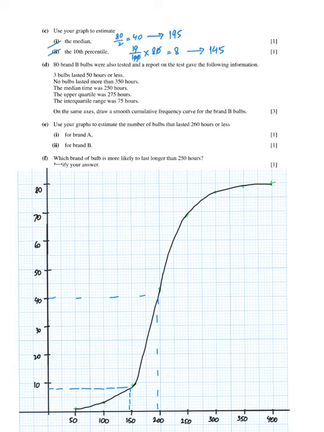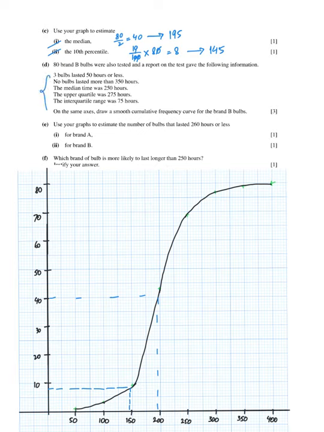After that, part D: 80 brand B bulbs were also tested, and a report on the test gave the following information: 3 bulbs lasted for 50 hours or less, no bulb lasted more than 350 hours, the median time was 250, the upper quartile was 275, and the interquartile range was 75. On the same axes, draw a smooth cumulative frequency curve for the brand B bulbs. All right, so with this information, we need to plot the cumulative frequency curve.